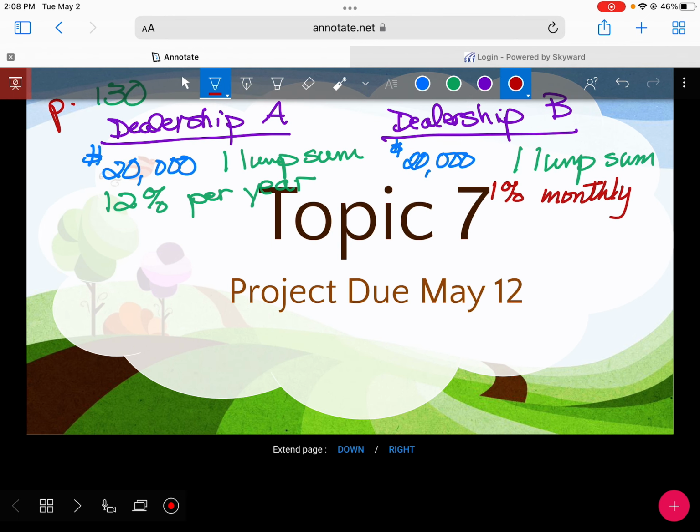All right, so let's do some wheeling and dealing. Okay. Do you think this is going to be a linear function, a quadratic function, or an exponential function? Why do you think exponential? Because both of them have a percent.